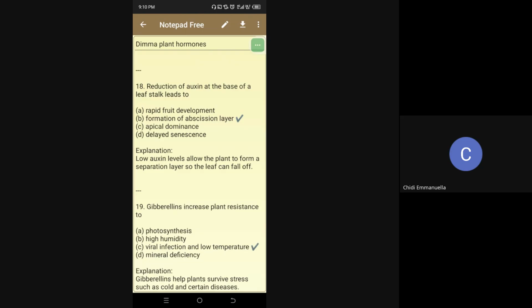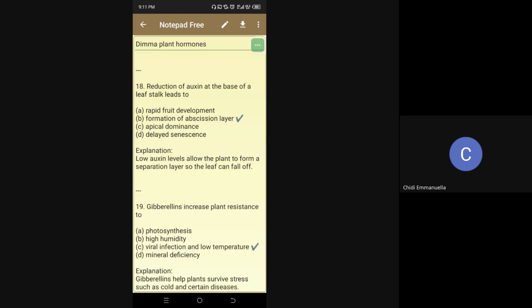Formation. Yes, reduction of auxin at the base of a leaf stalk leads to formation. It does not delay it, because if auxin is present, it will delay it. But this one, they are saying reduction of auxin. You all see, that's why it's very good to look at your question line by line to understand it. So it leads to formation of abscission layer.